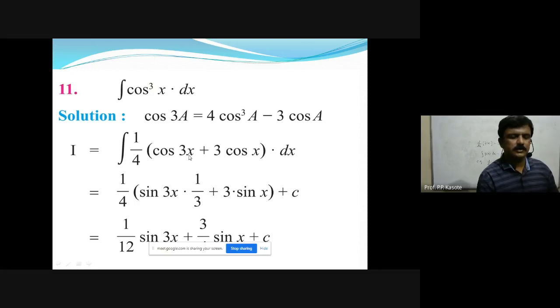The integral of cos 3x will be sin 3x into 1 upon 3. Similarly, keep 3 as it is and the integral of cos x is sin x. After multiplying this bracket by 1 upon 4, we'll get the correct and the final integral as capital I is equal to 1 upon 12 sin 3x plus 3 upon 4 sin x plus c. This is the correct and the final answer. Here we have used the trigonometric formula which we have studied in class 11.